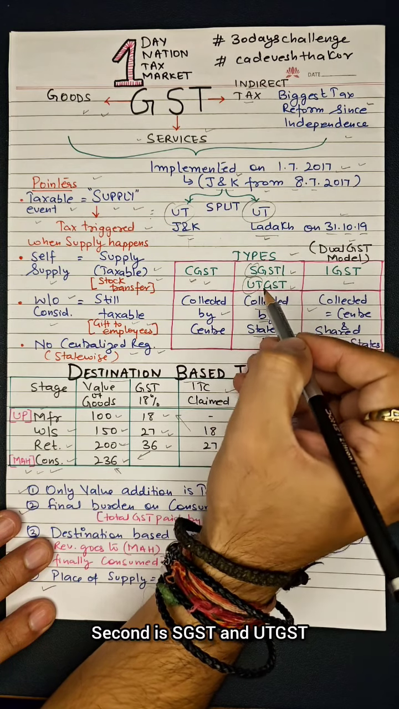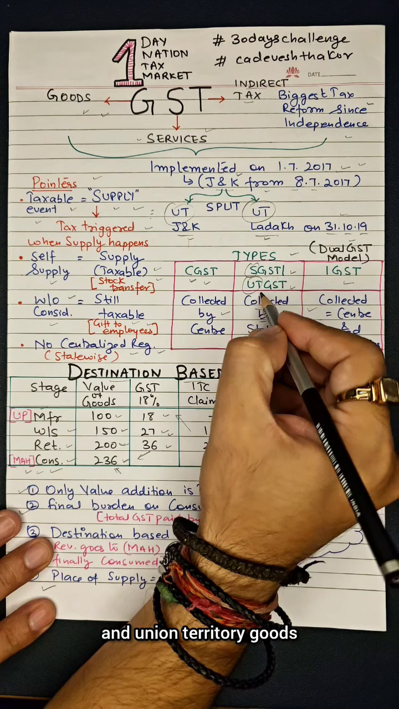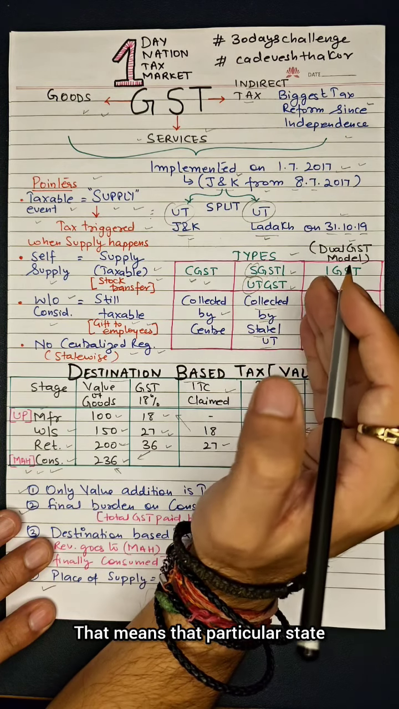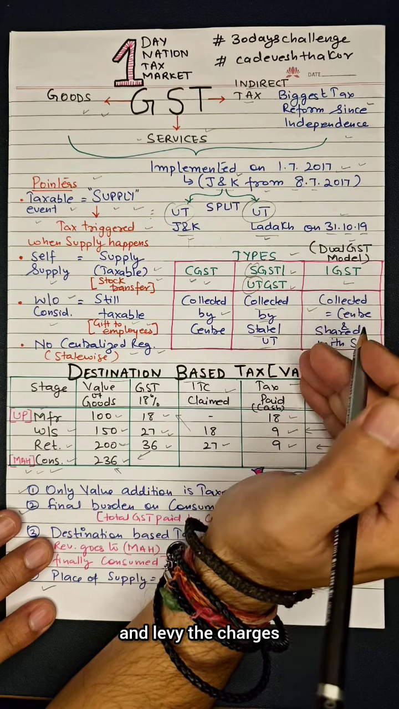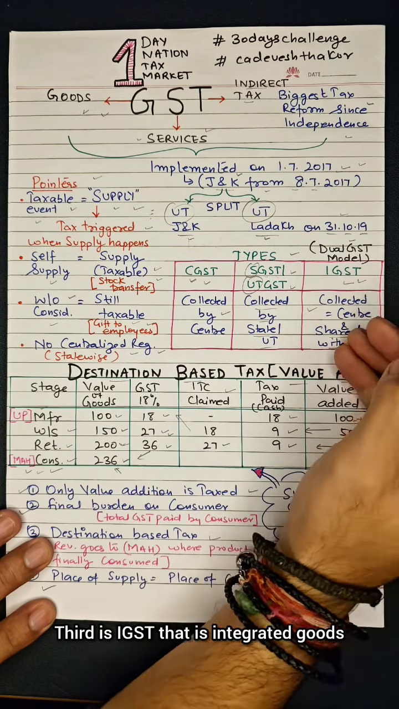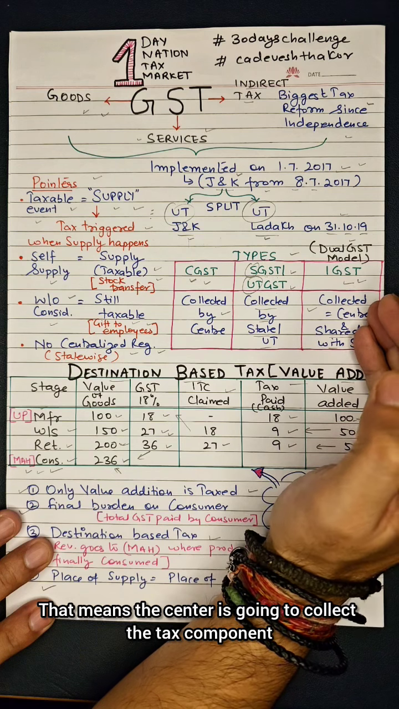Second is SGST and UTGST. SGST stands for State Goods and Services Tax and UTGST for Union Territory Goods and Services Tax. That means that particular state or that particular union territory is allowed to collect and levy the charges. Third is IGST, that is Integrated Goods and Services Tax. That means the center is going to collect the tax component.